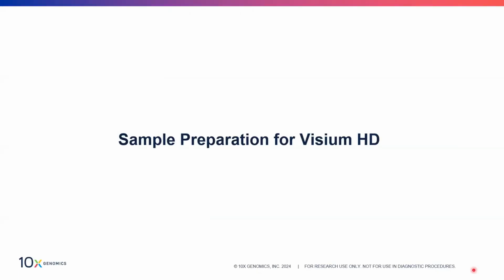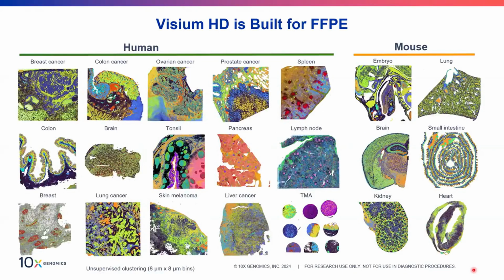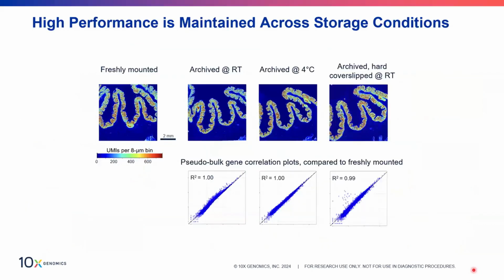Let me now say a few words about the sample preparation for the Visium HD assay. So right now, Visium HD is out for FFPE tissue. We started out here because this is the most used and archived sample type. So as you can see, we have tested a number of tissues already. But if you have a sample type in mind that you cannot find on our website, we do have a wonderful support team. So if you have a specific question for us, we are more than happy to help you.